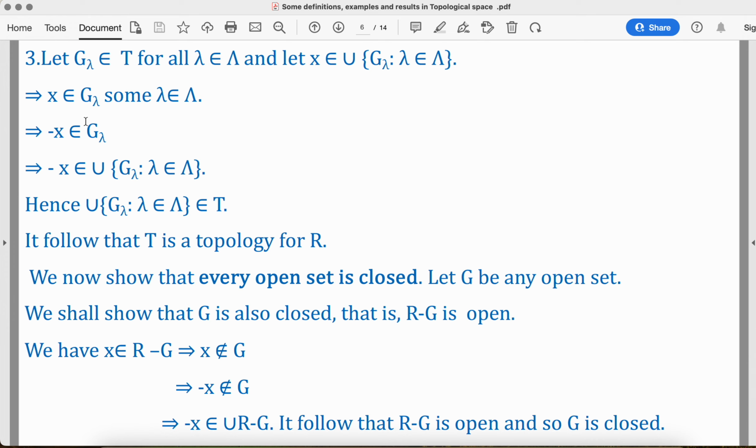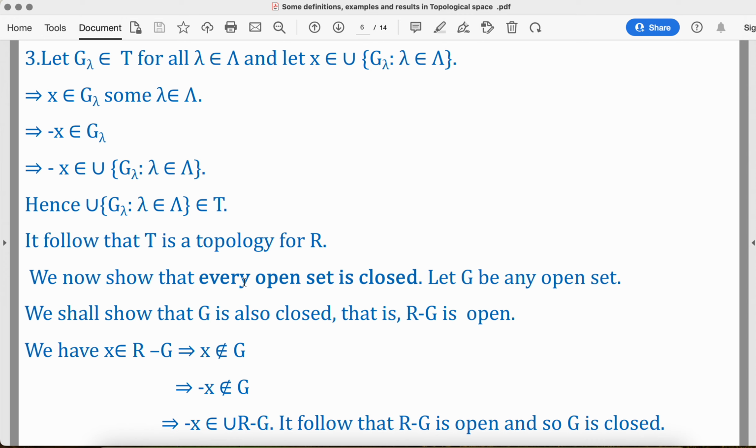And if minus X belongs to some set, it must belong to their union, and it means the union of G lambdas belongs to T. It means if some sets belong to the topological space T, then their arbitrary union also belongs to T. It means T is a topology for R.